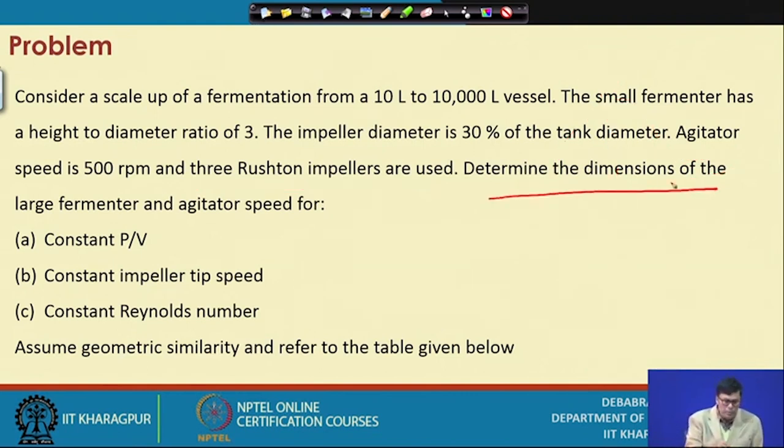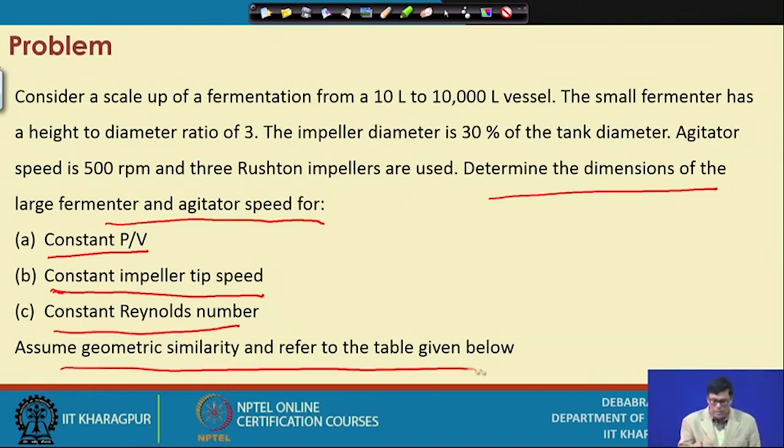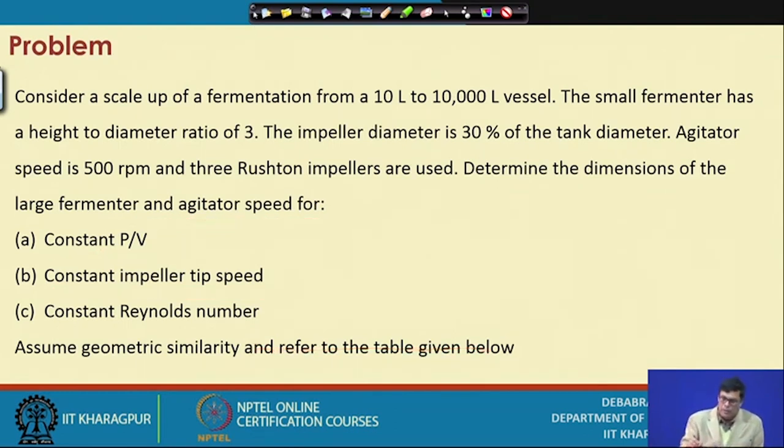Determine the dimensions of the large scale and the agitator speed by considering constant P by V ratio, where P by V means power per unit volume, constant impeller tip velocity and constant Reynolds number. Assume geometrical similarity, referring to the figure given below. Let us assume the geometrical similarity of the reactor, that means both are cylindrical reactors.